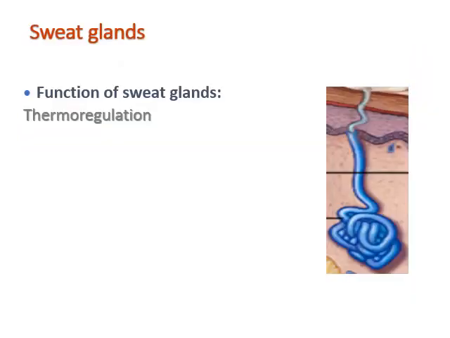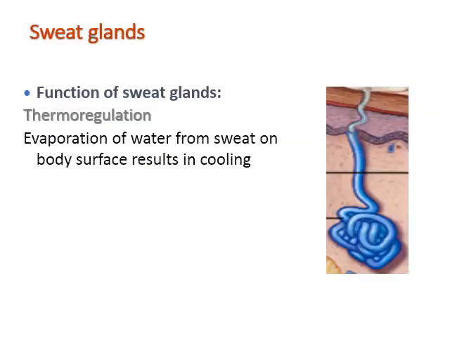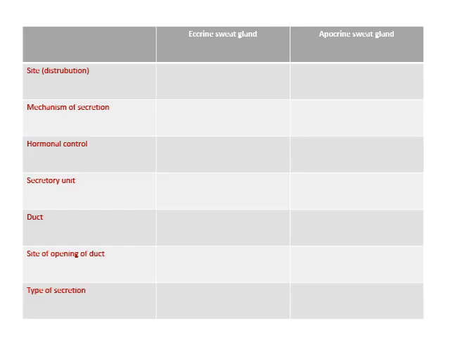The function of sweat gland is thermoregulation, as when the water present in the sweat evaporates from the surface of the skin, it causes cooling effect to the skin. This is a table to compare between eccrine sweat gland and apocrine sweat glands, and this is the point of difference between both of them regarding site, mechanism of action, hormonal, which of them under the hormonal control, the structure of the secretory unit, the duct system, the site of opening, and the type of the secretion. I wish all of you try to do it by yourself from the previous slides.